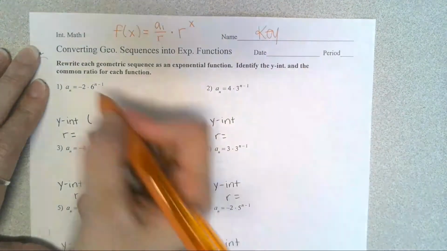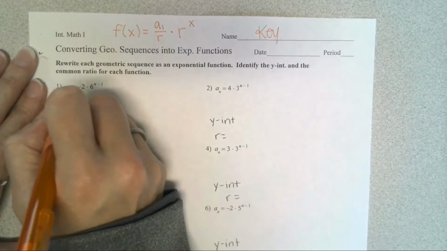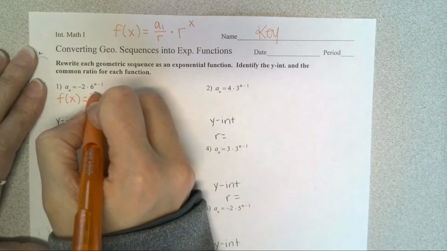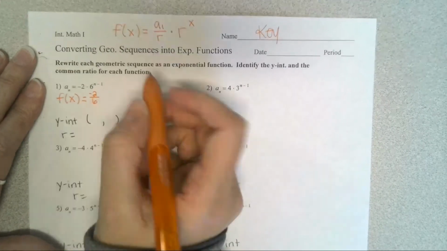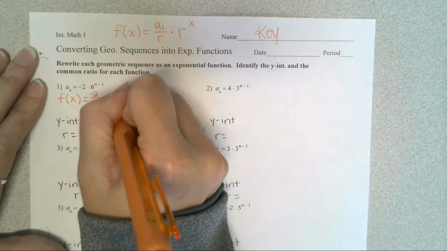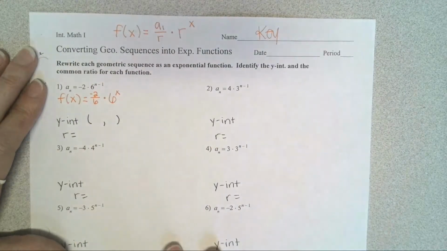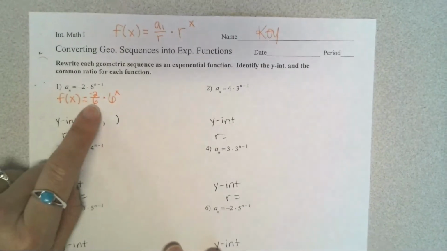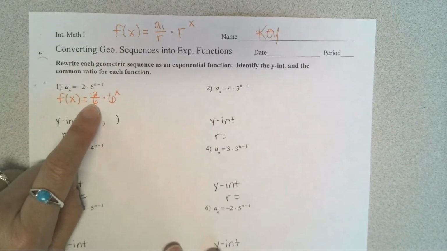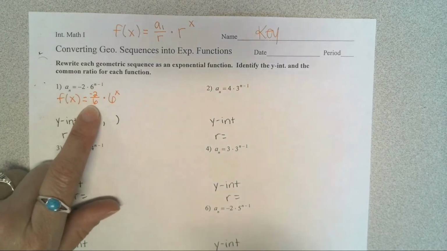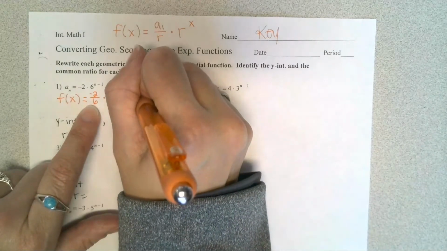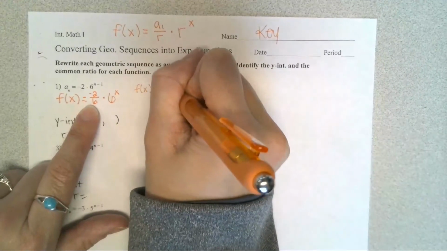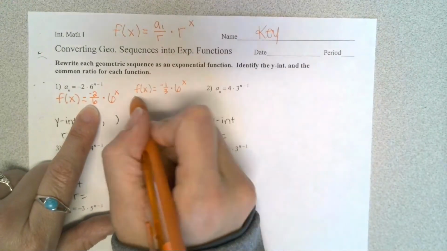For the first one, we know that our answer has to be f of x equals the first number over the second number, so negative 2 over 6 times 6 to the x. Now, normally this would be our final answer, but I want you to look at this fraction. If the fraction can be reduced, it must be reduced. So for our final answer, it's going to be f of x equals negative 1/3 times 6 to the x.